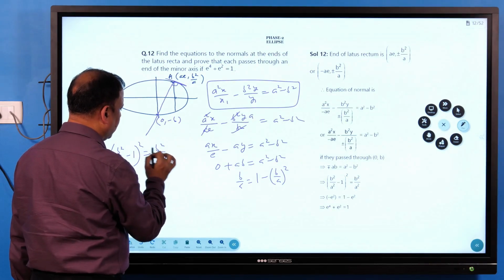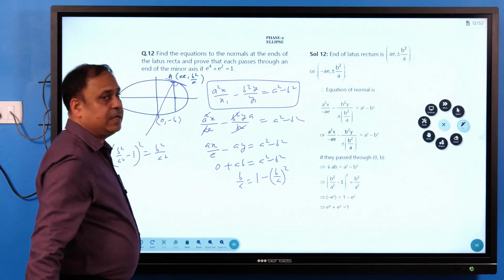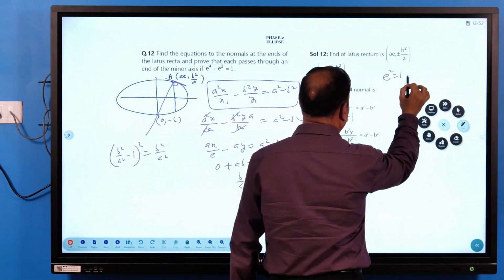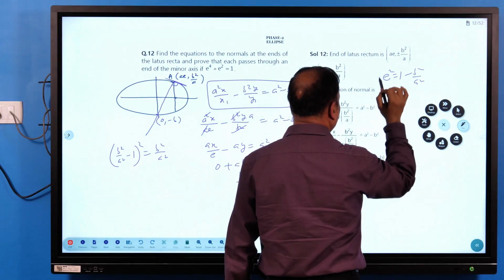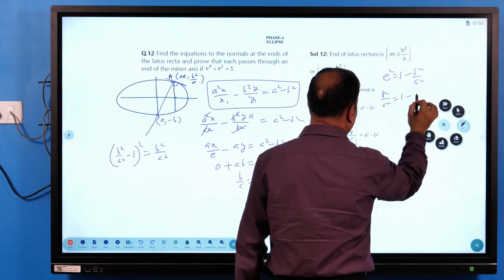Now, we have to find relationship between eccentricity. So what is the eccentricity formula? e square is equal to 1 minus b square upon a square. So from here b square upon a square is equal to 1 minus e square.